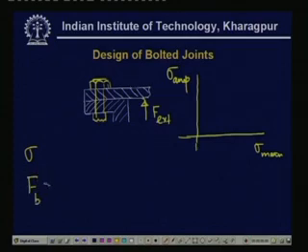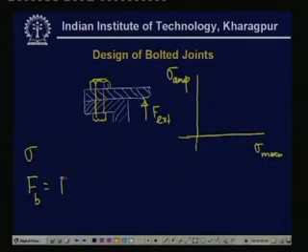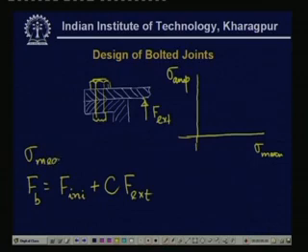this bolt will be equal to the external load fully if there is no pre-tensioning, but if there is initial tension, then it will be the initial tension plus a factor multiplied by F external. So this is a fraction of F external which acts on Fb. First of all, we will have to find out sigma m, that is sigma mean, with this Fb, that is the bolt stress.